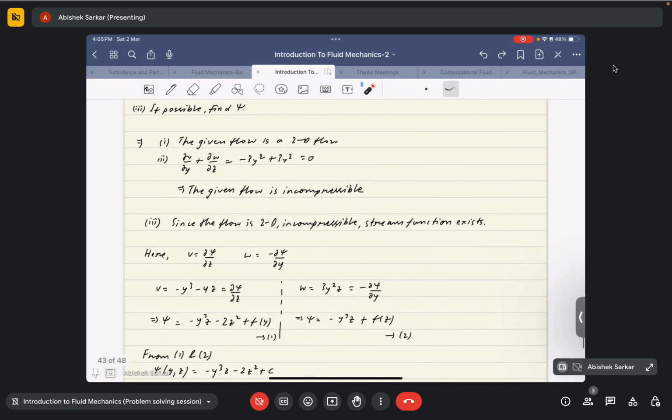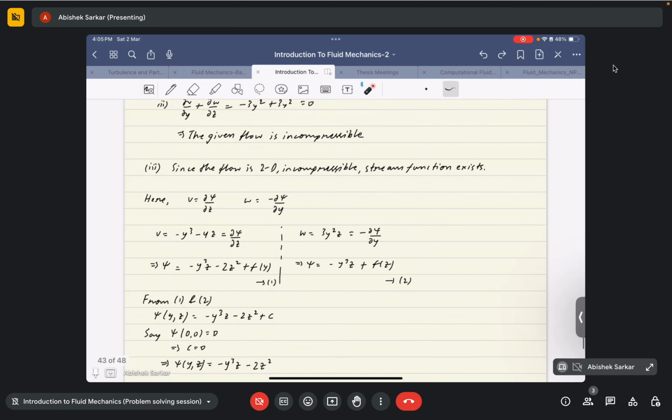And just check the derivative. If it is with respect to w, then we will have a derivative with respect to y, and if it is v, we will have a derivative with respect to z. Just need to check the derivatives and the negative sign. Otherwise, whichever velocity component you're considering, you can keep the minus sign anywhere.